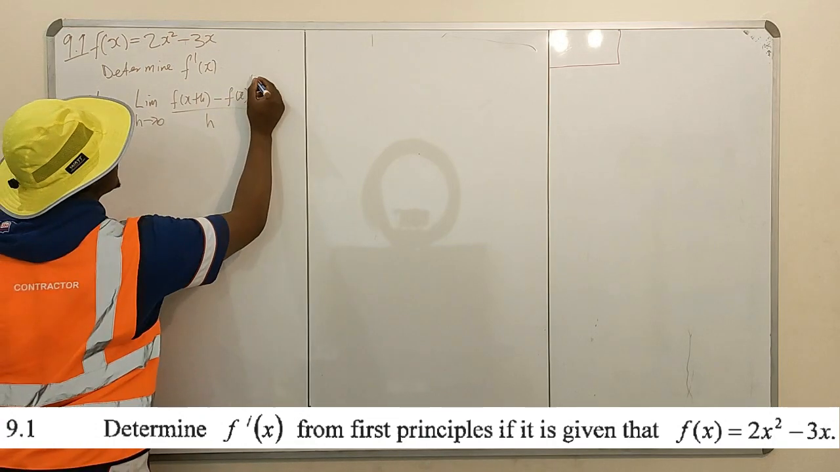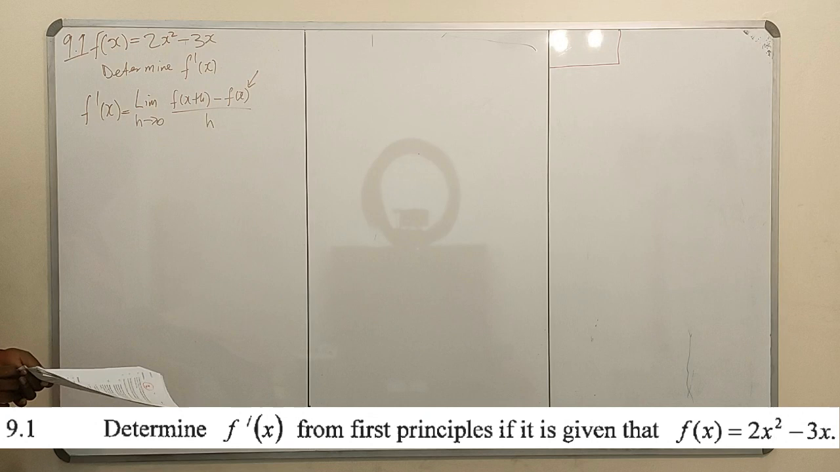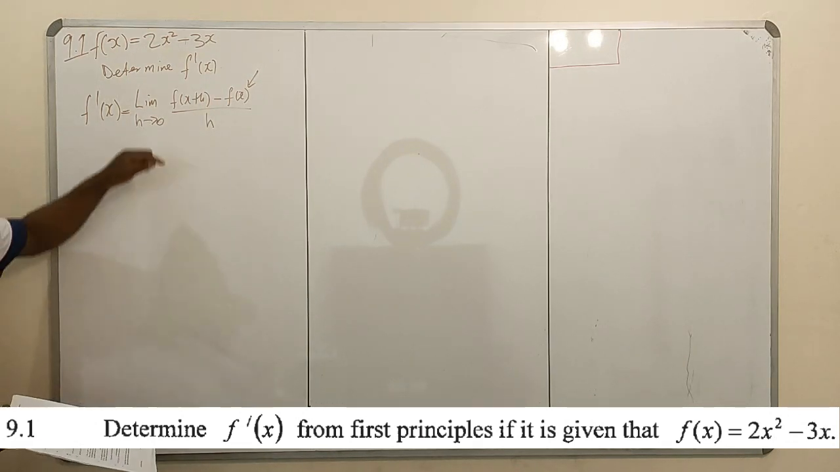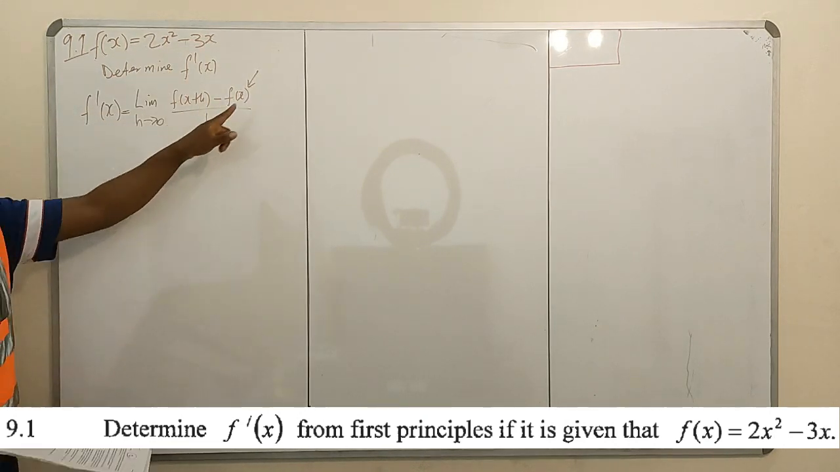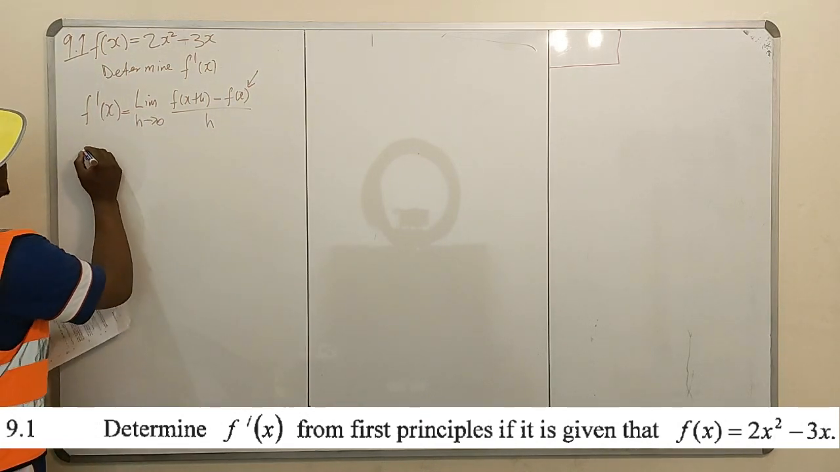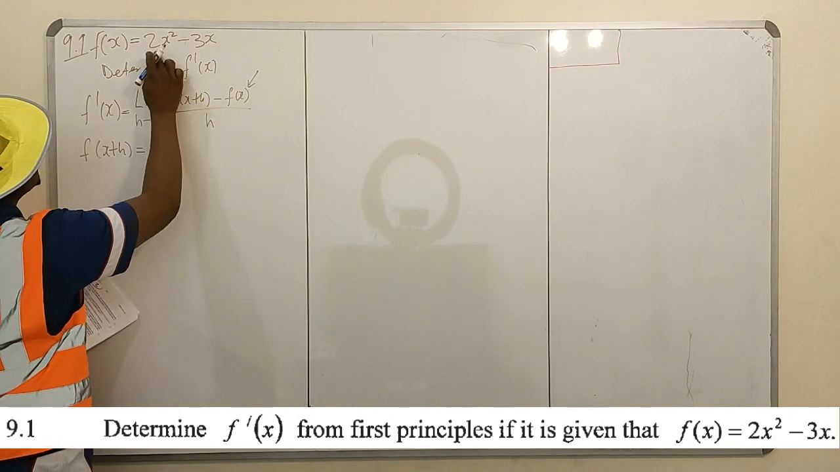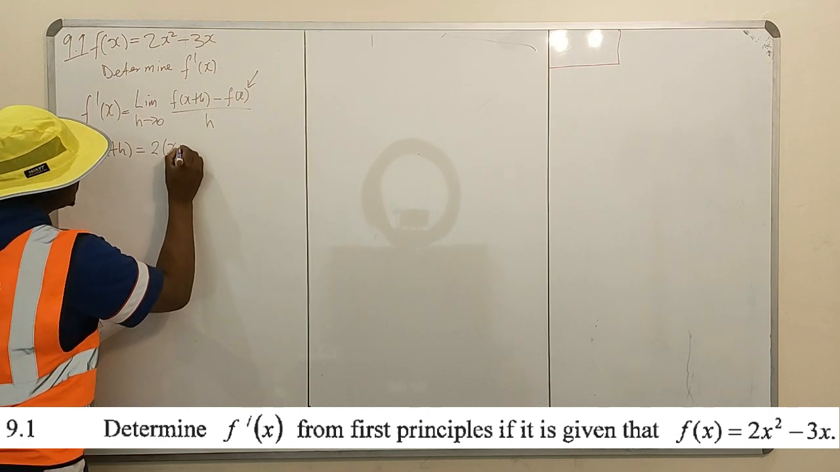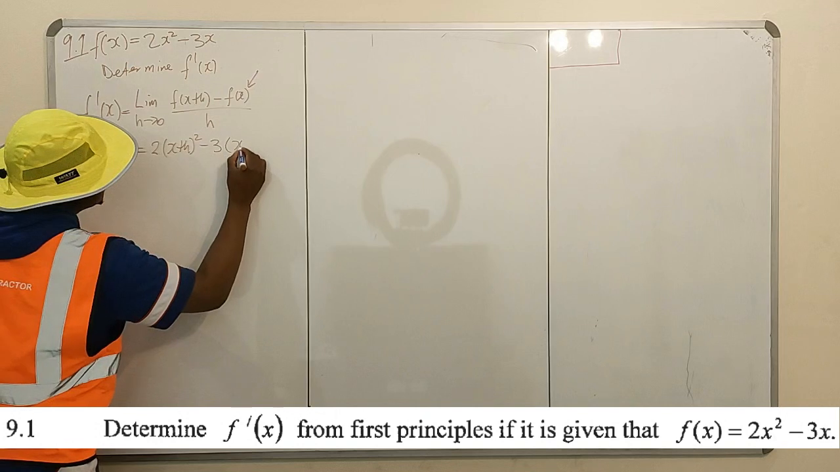So you have f of x already because you're given f of x is equal to 2x squared minus 3x. Now, the first thing that you should do is try to find f at x plus h. Then once you find it, you can substitute the entire thing into this definition. So you say, okay, f at x plus h is equal to 2 into x plus h squared minus 3 into x plus h.